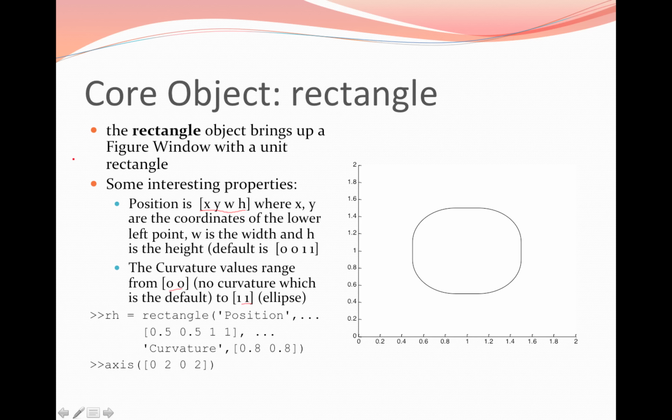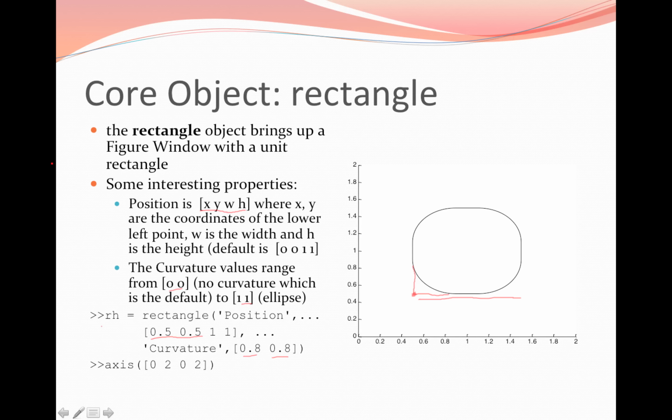So here's an example of a rectangle in which the position is 0.5, 0.5. So if you take this rectangle and you actually sort of extend this, that would be the point 0.5, 0.5. So again, the lower left-hand corner of the rectangle, if it had a corner, if it wasn't curved. And then the width is 1, so from 0.5 to 1.5, and the height is also 1. Now the curvature in this case, we gave a value of 0.8, 0.8, so it's not a full ellipse, but it's pretty close. So all of the corners are very rounded.